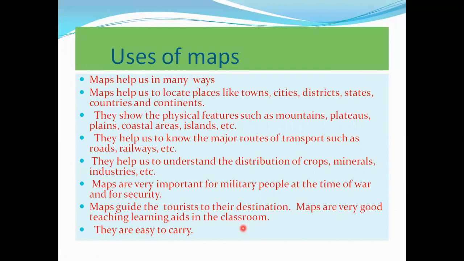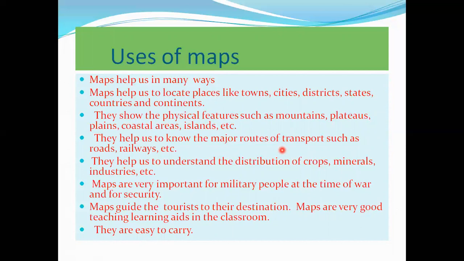Okay, and next we have to move on to the uses of maps. What are the uses of the map, children? Maps help us in many ways. Maps help us to locate places like towns, cities, districts, states, countries, and continents. They show us physical features such as mountains, plateaus, plains, coastal areas, highlands, etc. And the map helps us to know the major routes of transport. There are three types of transport: road, water, and air transport. With the help of a map we can know these things.